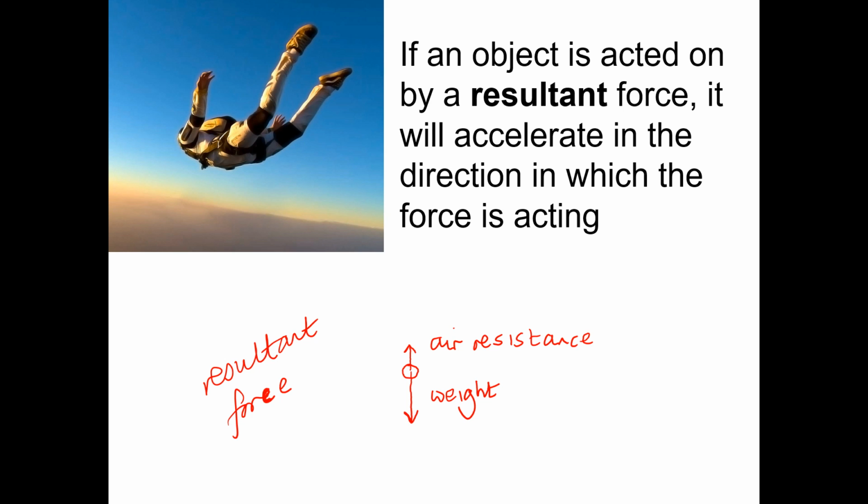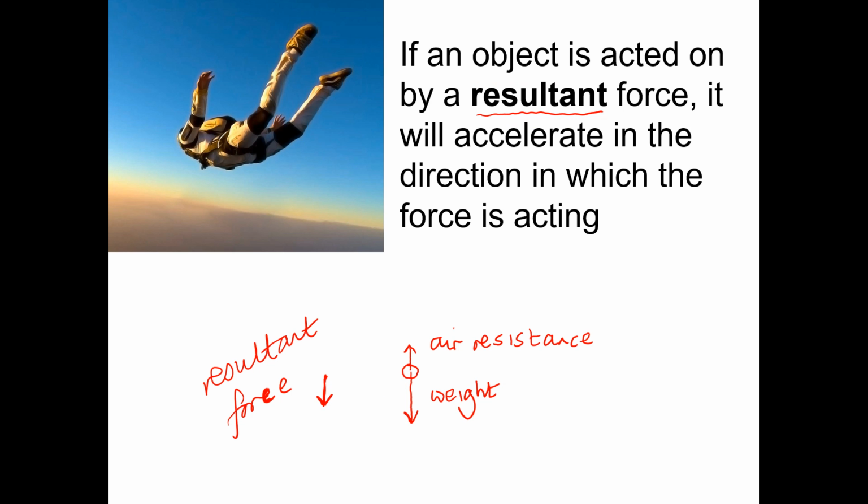Now, as we saw with our starter task, we can calculate that if we had numbers. We don't have numbers here. However, we can see there will be a resultant force down towards the ground. Let's have a look what this means. If an object is acted on by a resultant force, it will accelerate in the direction in which the force is acting. Okay, so here we go.